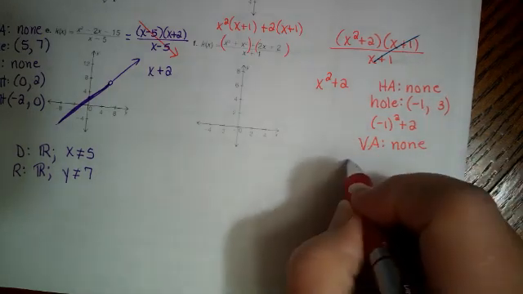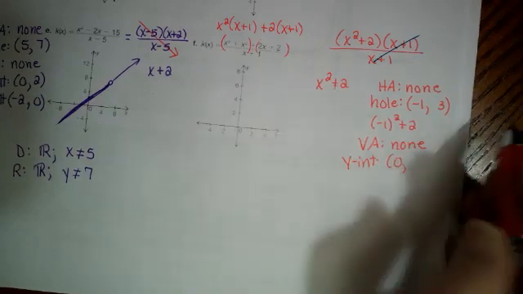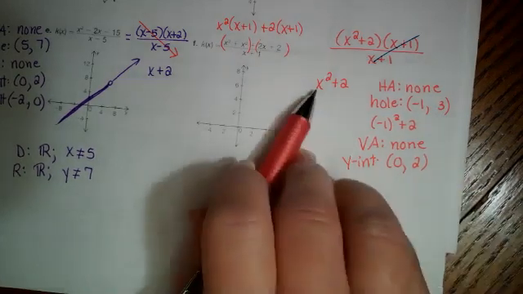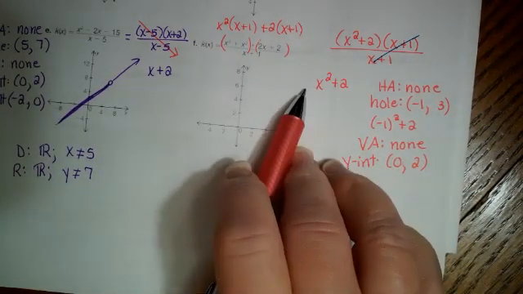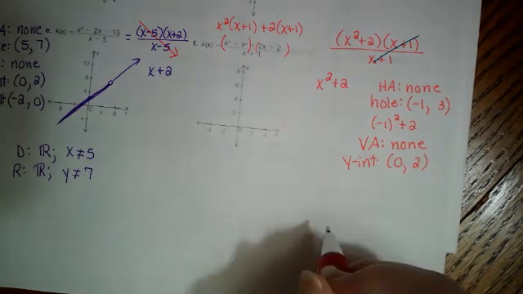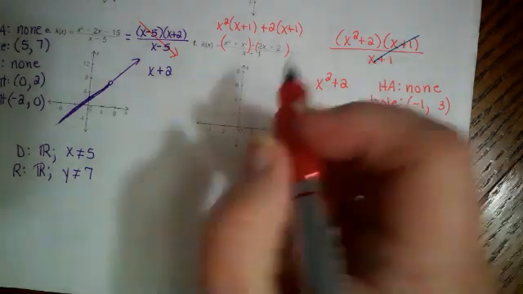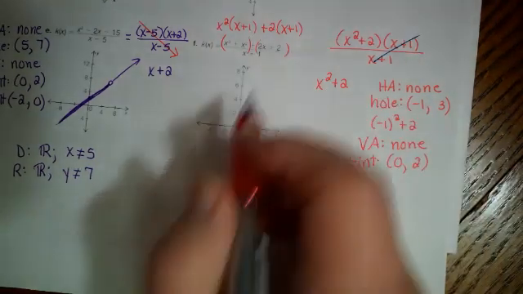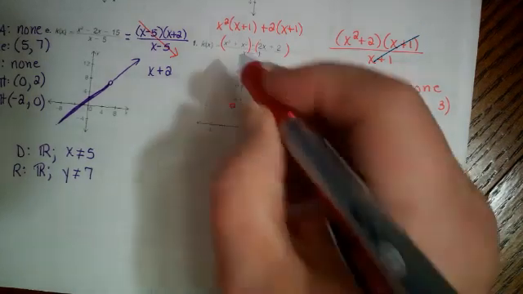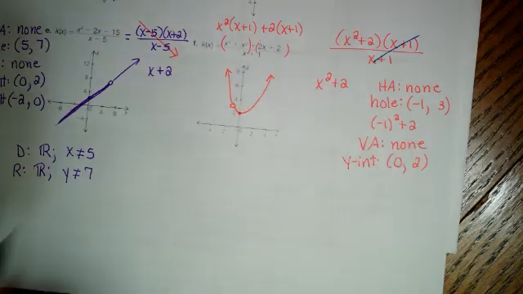There's a y-intercept because if I plug in 0 for x, I get 2 for y. Is there an x-intercept? Can I make this equal 0? Well, outside of using imaginary numbers, no, I can't. So there is no x-intercept. So think about graphing your parabola x squared plus 2. So my vertex would be at 2. I have a hole at negative 1, 3. And then I could just finish graphing my parabola.